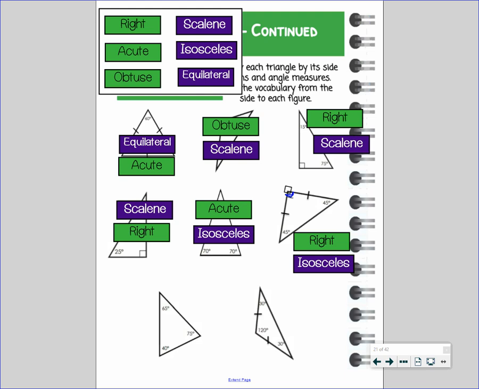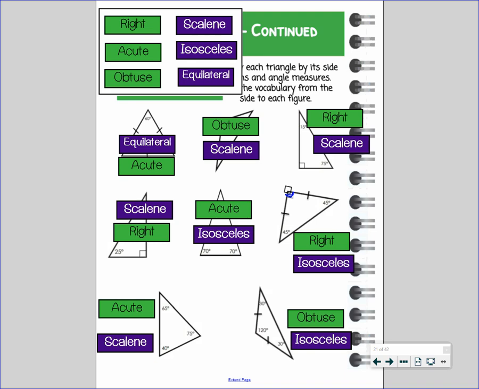Two more. So all the angles in the next one are all acute, so it has to be an acute triangle. And then none of the sides are marked as being congruent, so we have to say that it's scalene. The last one, looking at my angles, we do have an obtuse angle of 120, so it's obtuse. And then we do have two sides marked as being congruent, so it's isosceles.